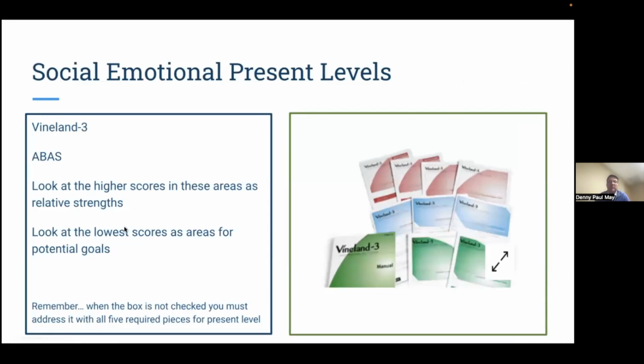Now, if you're doing the present level for social emotional, most of the time the information, the data is going to come from the Vineland. Okay, how's the student doing with socialization? How are they doing with functional communication? How are they getting along with their peers? And so we look at the higher scores in the areas, and those turn into relative strengths for us in our data. And then we look at the lower scores from the Vineland, and those can turn into potential goals.